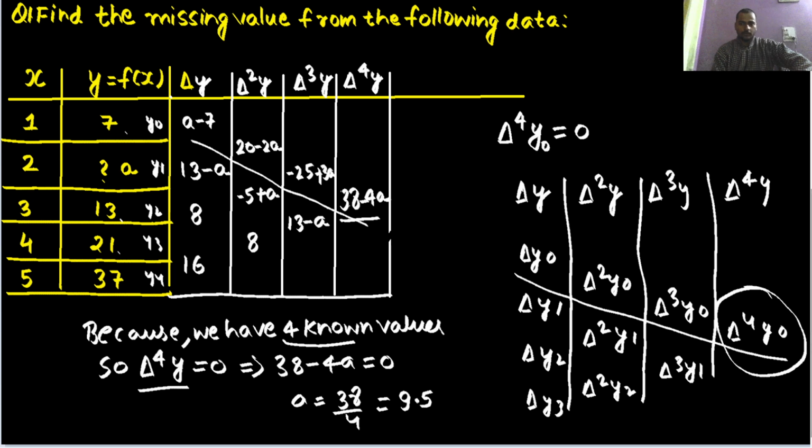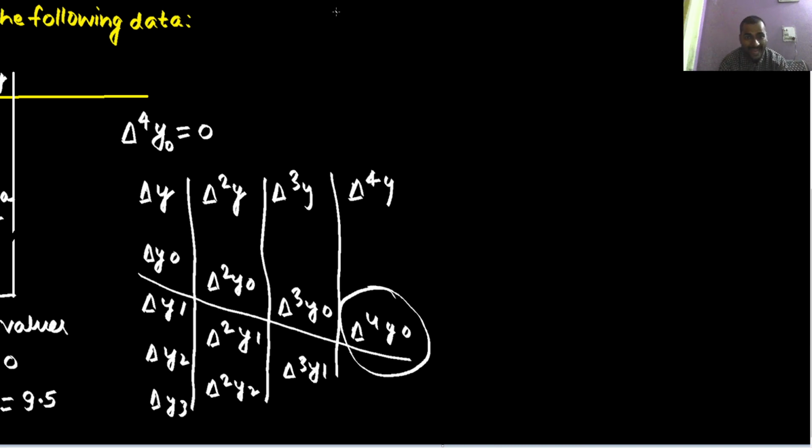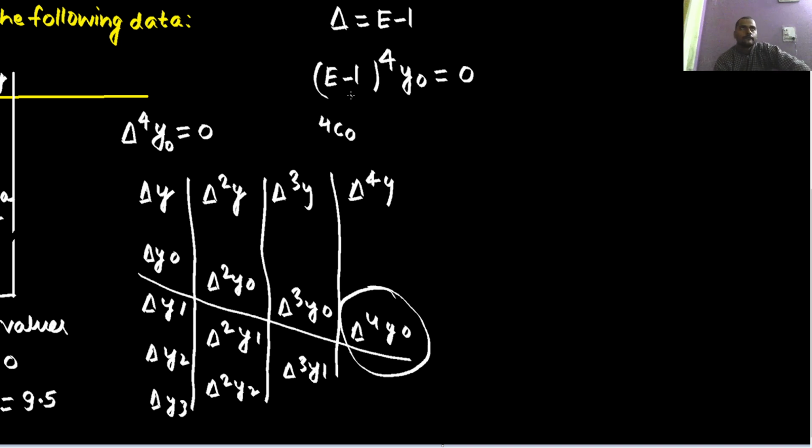Now what we need to do with this, I hope you know one relation between forward difference and shift operator, which is this. Let's use this. In place of forward difference you can write E minus 1. So (E minus 1) power 4 y0 is equal to 0. Now I hope you have some idea of the binomial theorem, how to expand. You can also write this as (E minus 1) times (E minus 1), but if you have the idea of the binomial theorem, let's use that. So 4C0, first term, which is E power 4 minus 0, which is 4, and minus 1 power, or what we can do, because the second term is 1 only.